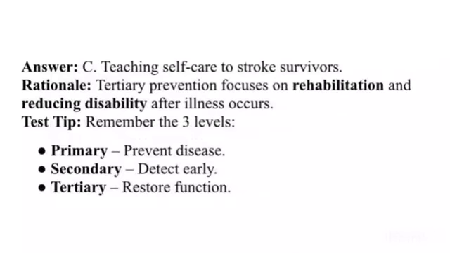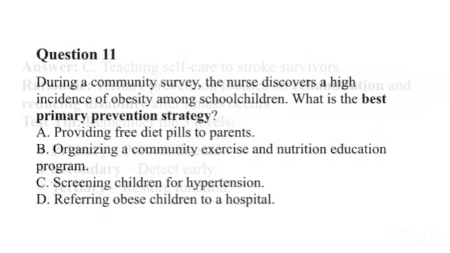Answer: C. Teaching self-care to stroke survivors. Rationale: tertiary prevention focuses on rehabilitation and reducing disability after illness occurs. Test tip: remember the 3 levels. Primary: prevent disease. Secondary: detect early. Tertiary: restore function.